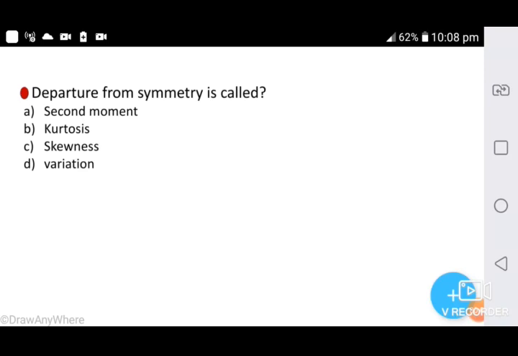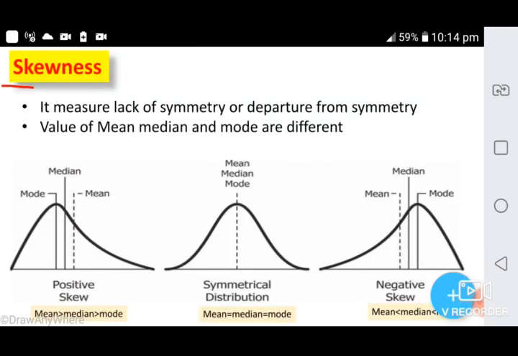Next question: departure from symmetry is called second moment, kurtosis, skewness or variation. Here the most important topics are kurtosis and skewness. What is skewness? Before we discuss this topic, we need to know what a normal curve is. This is a normal curve. It's bell-shaped, and the main feature of this distribution is that the curve is symmetrical. That is the normal distribution. The curve is symmetrical. Here mean equals median equals mode. That is the normal curve.